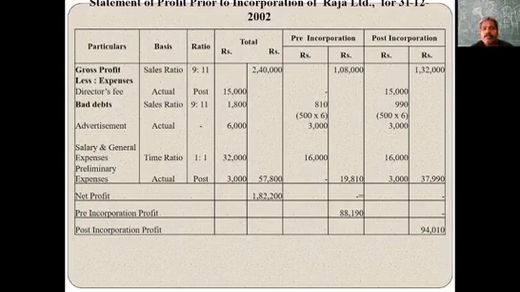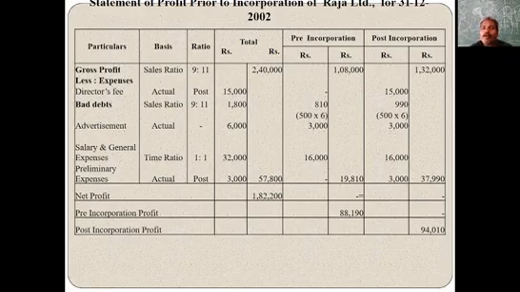So 15,000 plus 1,800 plus 6,000 plus 32,000 plus 3,000. The total value is 57,800. First, if you deduct the total expenses from gross profit, you will get net profit. So 2,40,000 minus 57,800. The balance is 1,82,100. That is called as net profit.